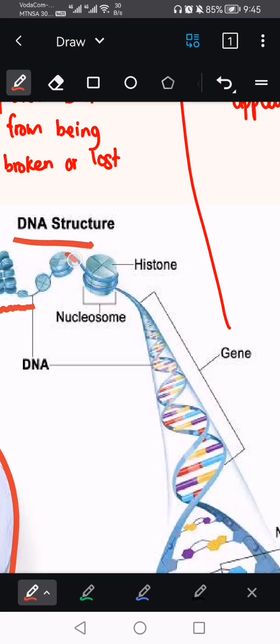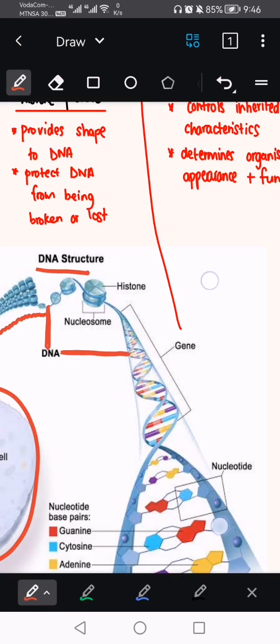If you just look at that thread-like structure, it is wrapped around the histone. It's wrapping around it like that, right? And then from there you get DNA. Now can you see they have shown us there's your DNA and there's your DNA.